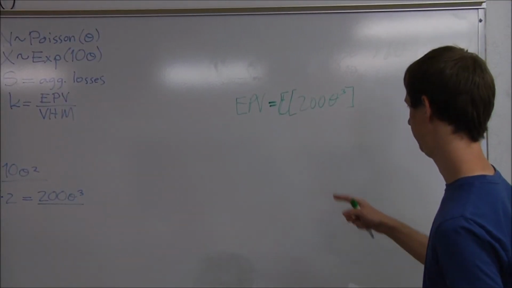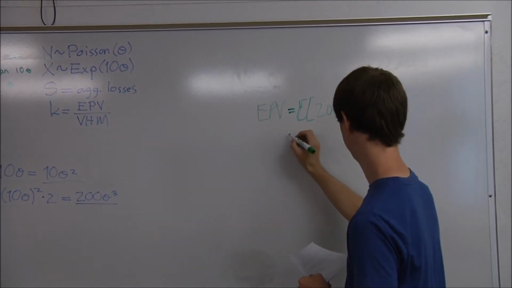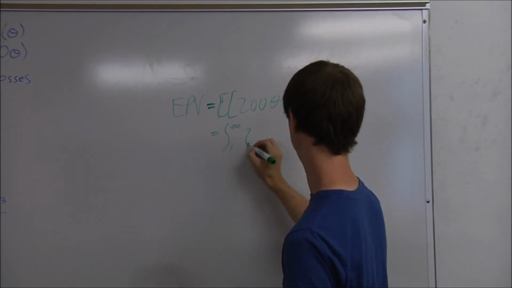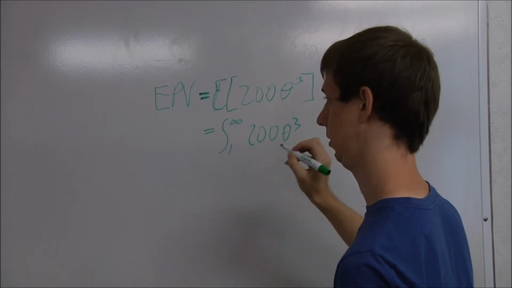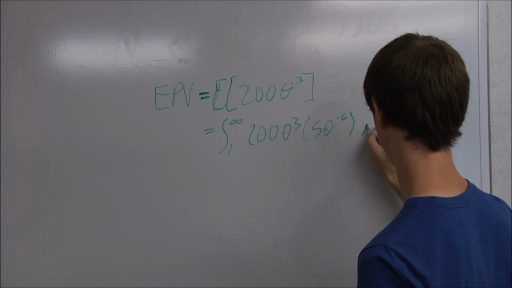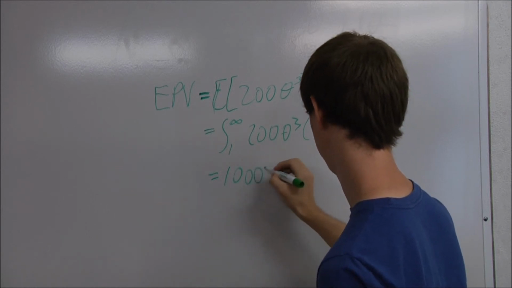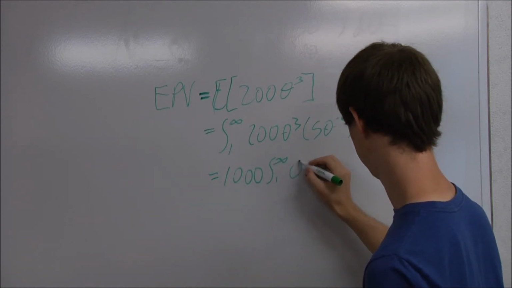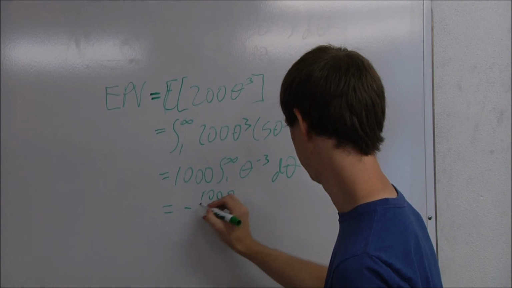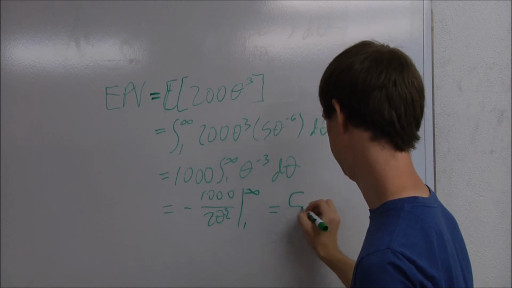All right, so now we want to find EPV, which is the expected value of the process variance, which we found before. So this is the integral from 1 to infinity of 200 theta cubed times the PDF of our prior distribution, which is 5 theta to the negative 6. And now we take out our constants and simplify. This is theta to the negative 3, and this is negative 1,000 over 2 theta squared from 1 to infinity, which is 500.